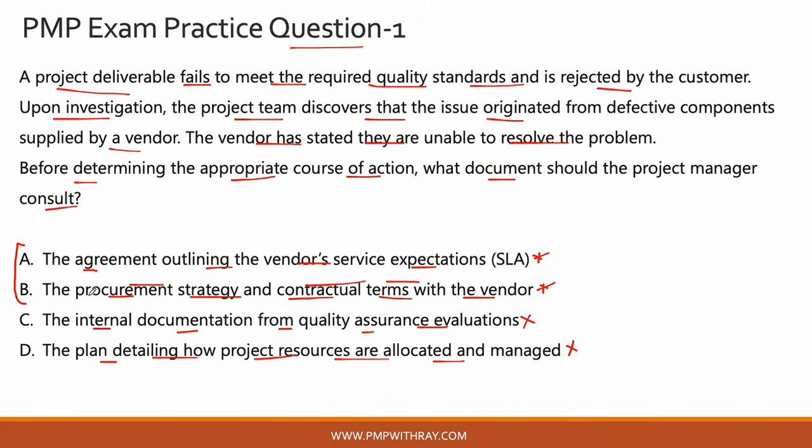Now from this point onwards, to evaluate which is the correct answer choice, you need to understand what is a procurement strategy, what is a contractual term, vis-a-vis what is an SLA or what is a service level expectation. Okay. Now going back to the basics of project management here, guys, procurement strategy or contractual terms with a procurement vendor is the what. Okay, so what they are supposed to deliver.